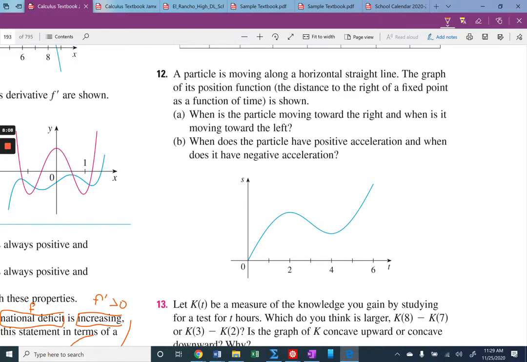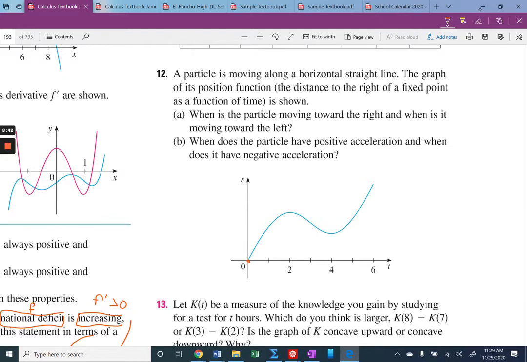Now keep in mind, this is just a graph of the distance the object is from the fixed point. It's not the actual path. The object is not actually traveling along this curve. So this just tells us what the particle is doing. It's moving horizontally, side to side. And it starts at 0 here, so it's starting at the origin.